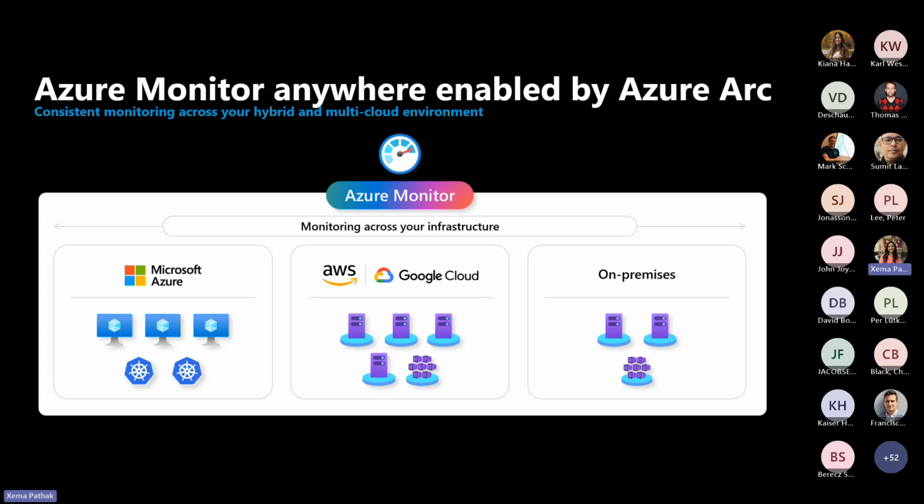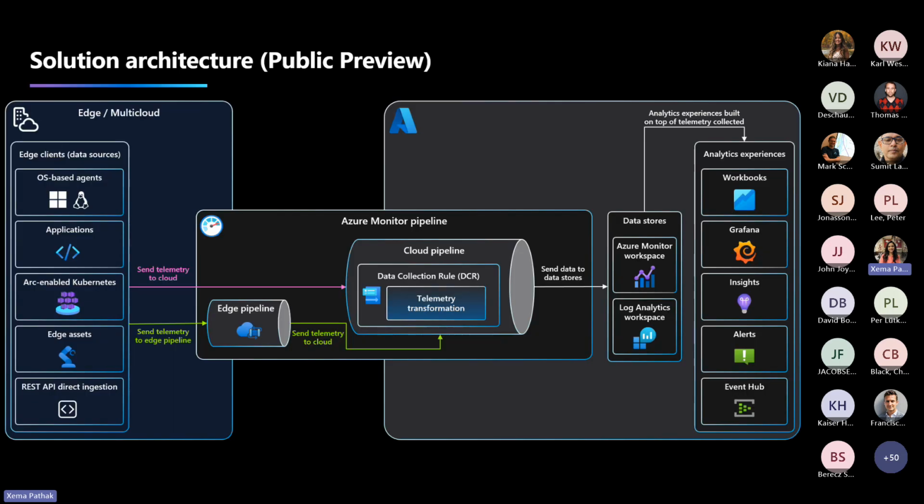So our overarching goal is to enable Azure Monitor regardless of where your resources reside. They can reside in Azure Cloud or in other clouds such as AWS or Google Cloud, or on-premise. We want to provide you consistent monitoring experiences across your hybrid and multi-cloud environment. With this in mind, we have announced public preview of our new capability, Azure Monitor Pipeline.